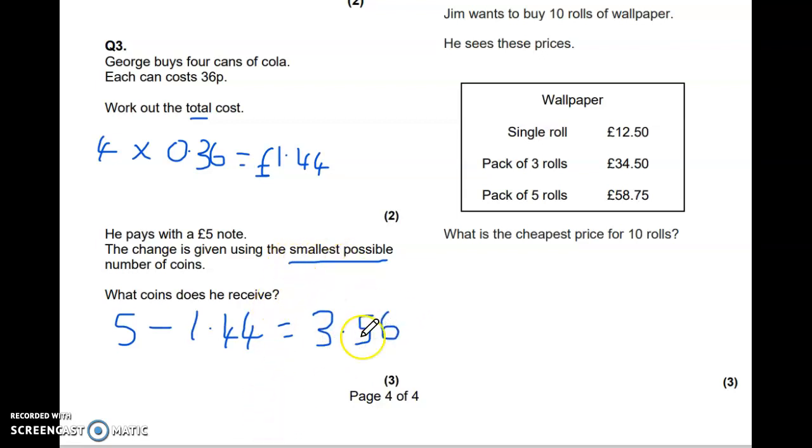So then our smallest number of coins, he's going to have a £2 in there. Right. He's going to have a pound in there. So he's up to £3 already. We're going to make 56 with the number of coins, so we've got a 50p coin, a 5p and a 1p.